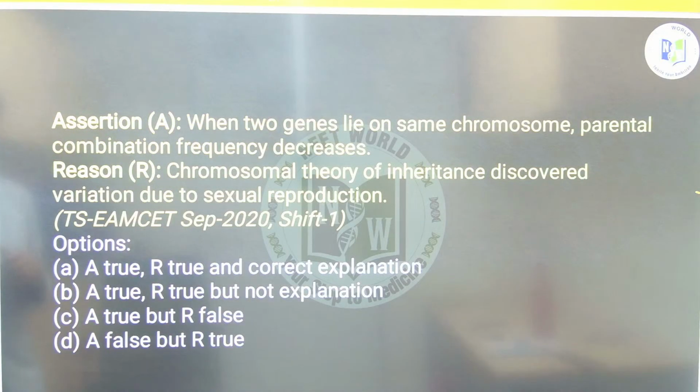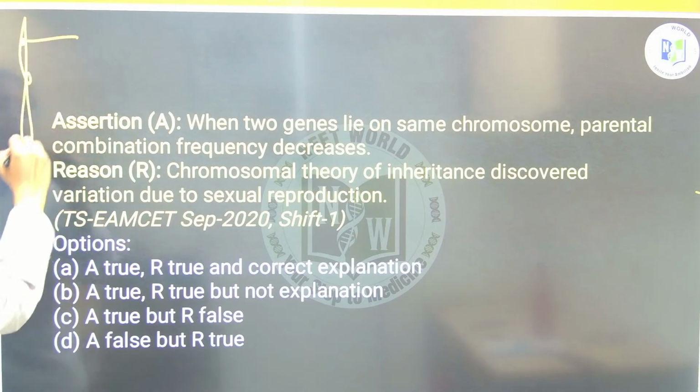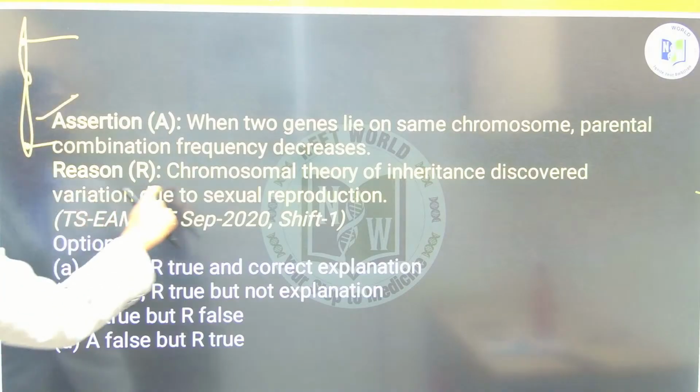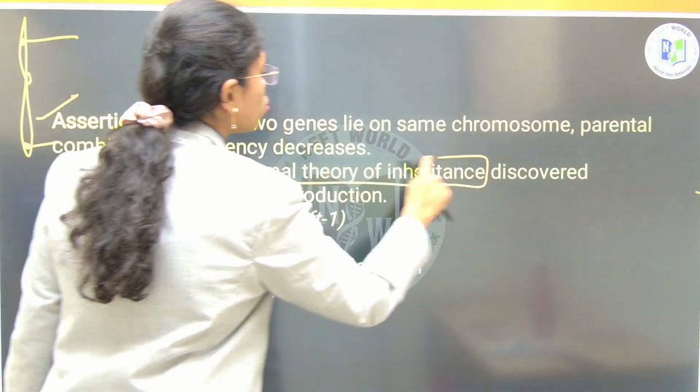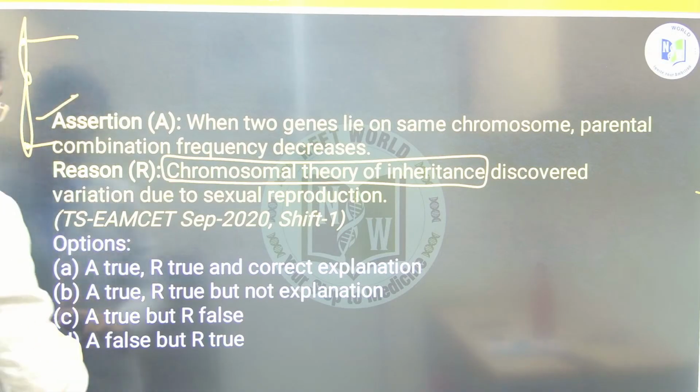Go through it once again. So here, two genes lying on the same chromosomes, the parental combination frequency decreases if the genes are far away from each other on the same chromosome. In that way, assertion will be right, but reason is wrong. It is not discovered due to sexual reproduction. Chromosomal theory of inheritance is to show the chromosomal segregation, clearly stating Mendel's principles. So here assertion is true and reason is false.